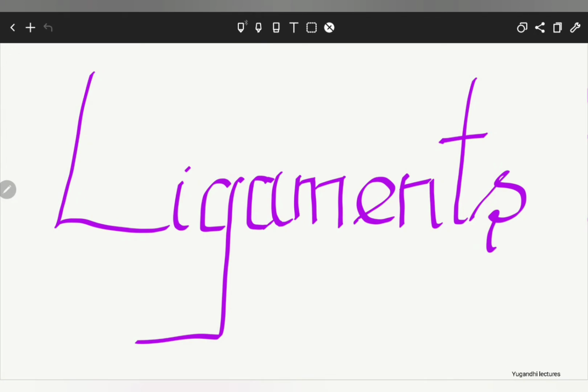So in this video, we are going to see about the ligaments and some structures related to the shoulder joint, and blood supply and the nerve supply. Let us take a look at the ligaments first.